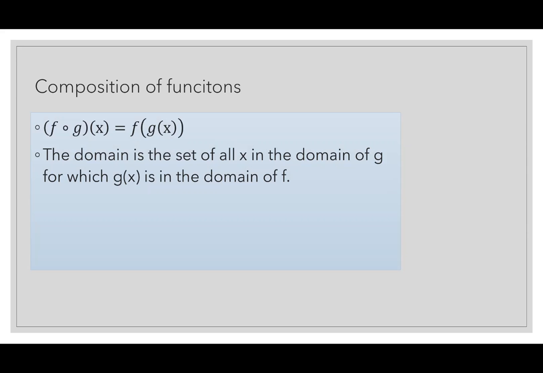Another thing that might come up is composition of functions. Composition is written f, this open circle, and then g of x, so f composite g. F composite g of x says we're going to find f of g of x, and order matters. You're going to do the inside g of x first, and then you'll apply the f of x. Because of the order, the domain is the set of all x in the domain of g for which g of x is in the domain of f.